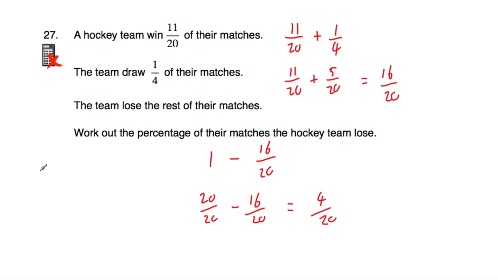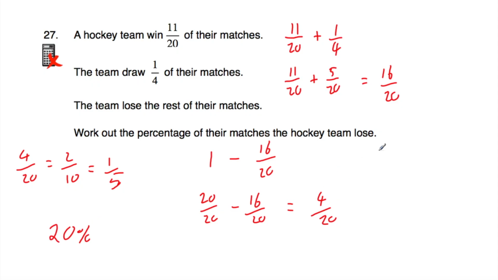One approach is to cancel down the fraction, 4/20ths. If we cancel that down, we'd get 2/10, and then divide both of them by 2 again, we get 1/5. And 1/5 as a percentage would be 20%. We talked about that earlier, that a fifth is 20%. So that means that they lose 20% of their matches.